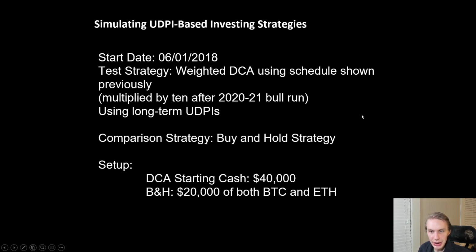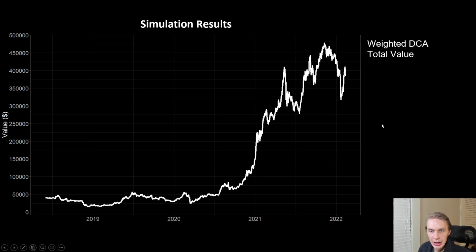All right, so let's look and see what happened with this. This is the weighted DCA total value, basically the total value of the money they have on the side, the Ethereum they have, and the Bitcoin they may or may not have at a given time. The total value of those three things is what's represented on this white line. And of course it does quite well, right? Starting at that point, you're sitting just a bit under $400,000 here, starting from $40,000. So about a 10x move up over that time.